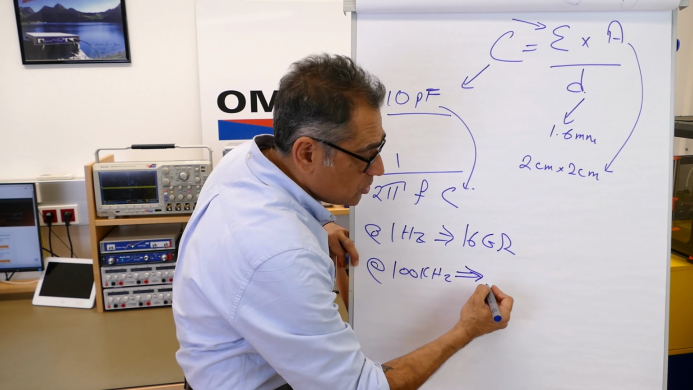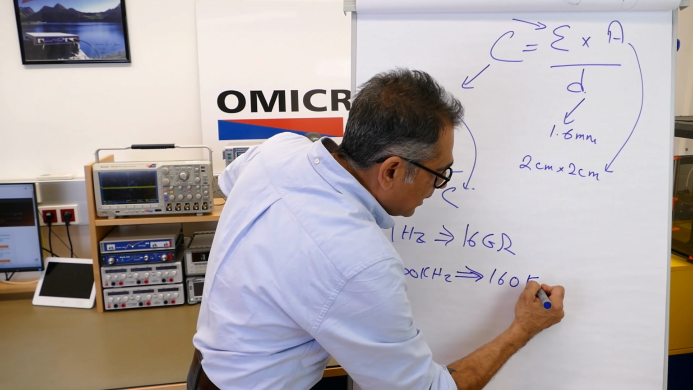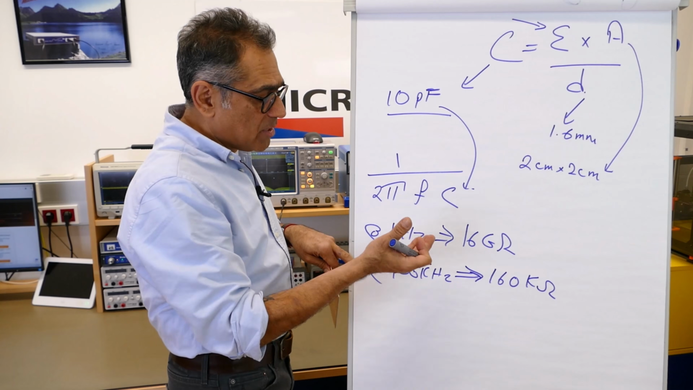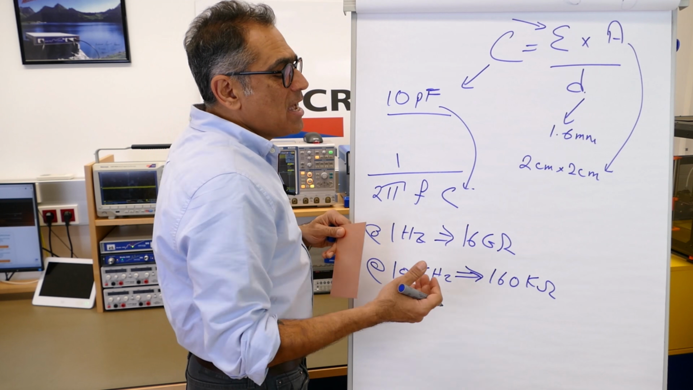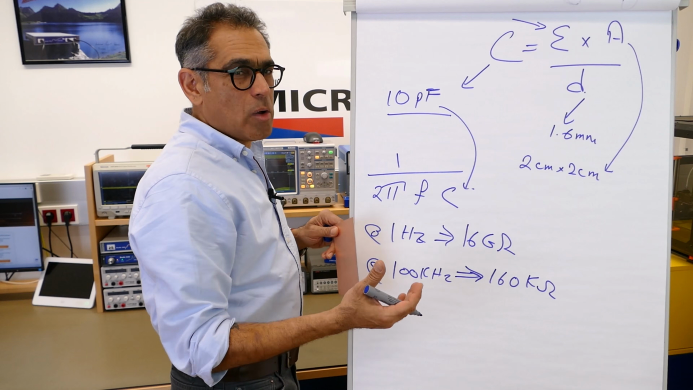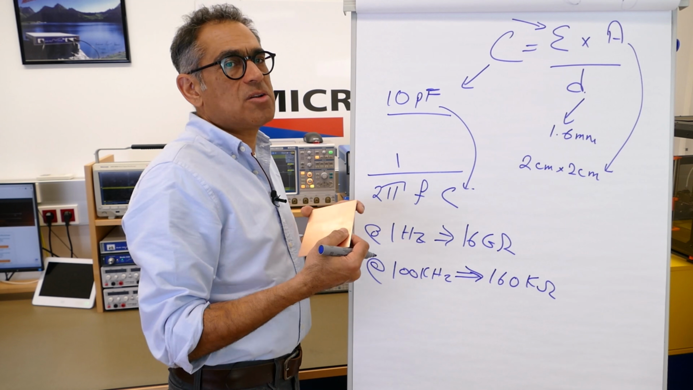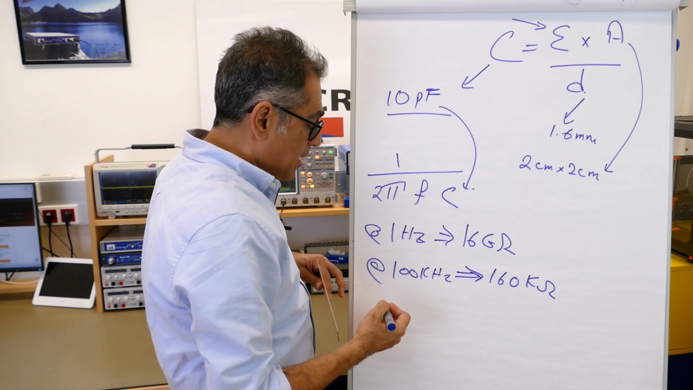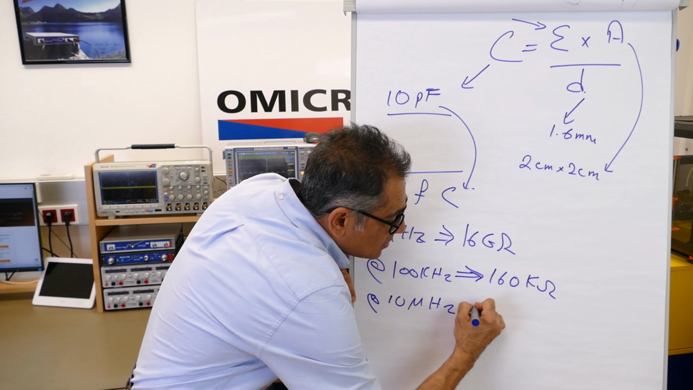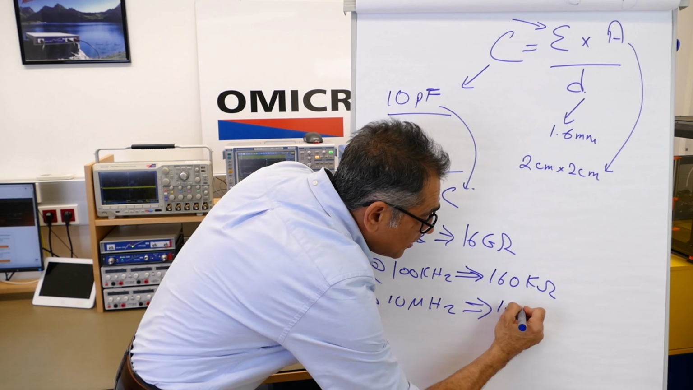this will fall to 160 kiloohms. Still very, very large. So my switching frequency, let's say typically 100 kilohertz, still is going to see a resistance of around 160 kiloohms. So again, at 100 kilohertz, there's not going to be that much capacitive coupling. At 10 megahertz, this will fall to 1.6 kiloohms.